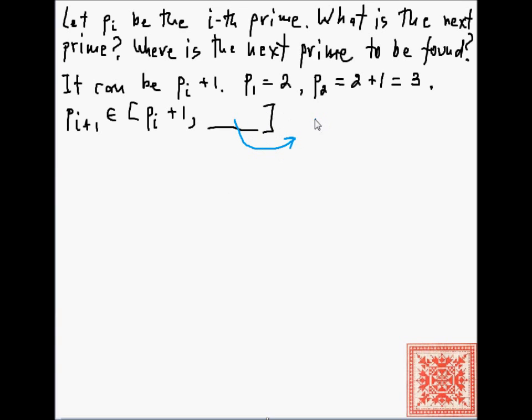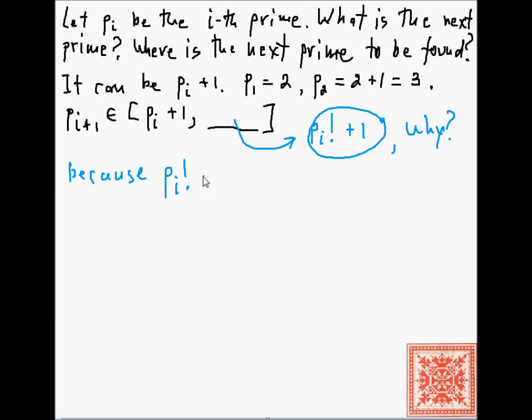And this is what Euclid's gift to computer science is. It's this upper bound on the next prime. Right, and it is p sub i factorial plus 1. Why? Well, because p sub i factorial plus 1 must have a prime divisor. It's a natural number greater than p sub i. So p sub i factorial plus 1 has a prime divisor greater than p sub i.